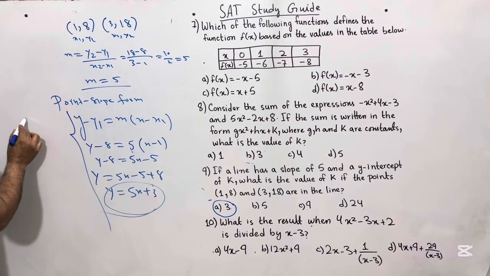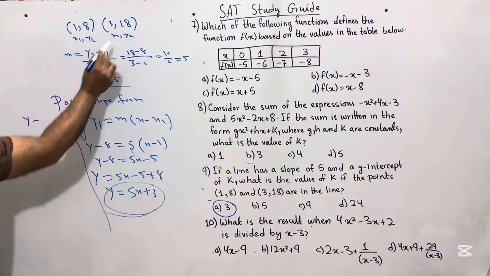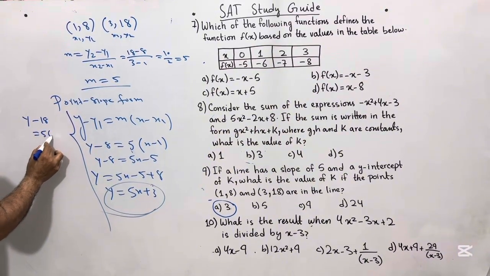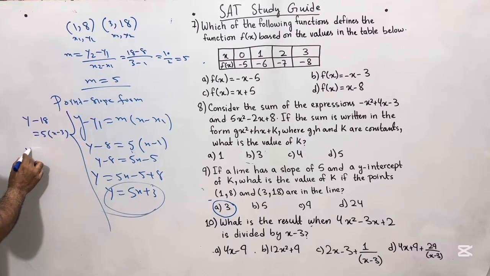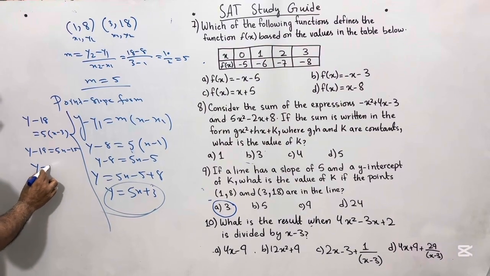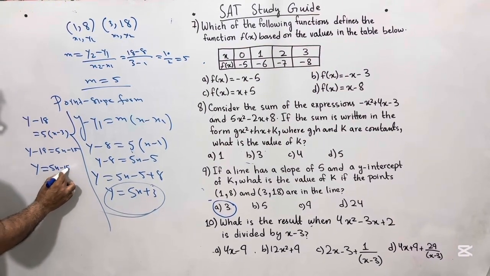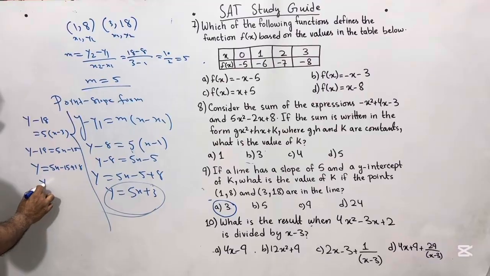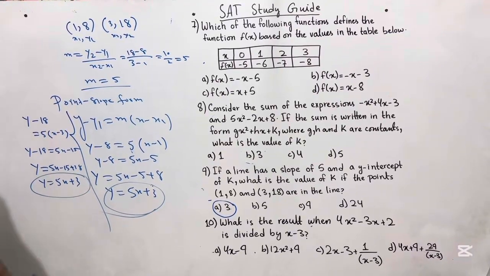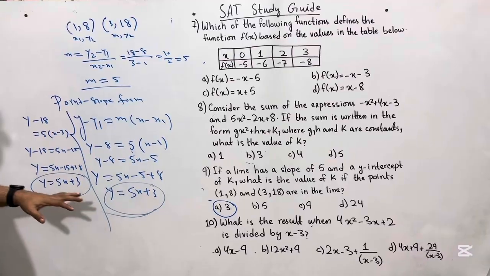Let's see how. y minus, I am taking this one, 18 is equal to slope 5 times x minus 3. y minus 18 is equal to 5x minus 15. Shift 18 here, it is going to be 5x minus 15 plus 18. y is equal to 5x plus 3. Still we arrive at the same result.